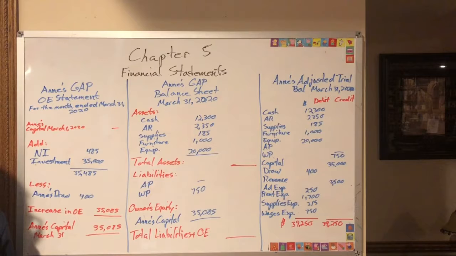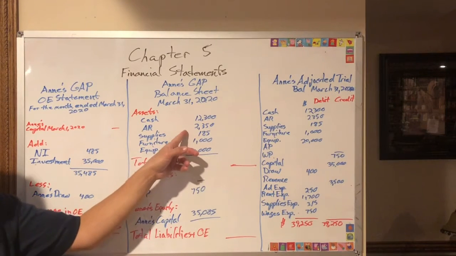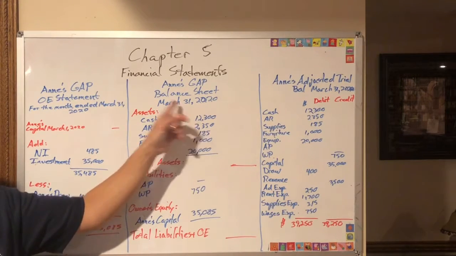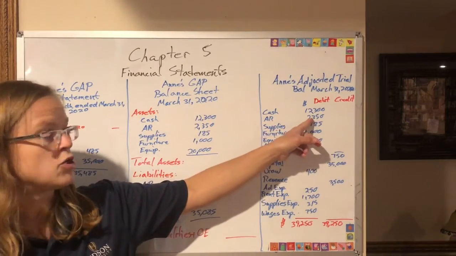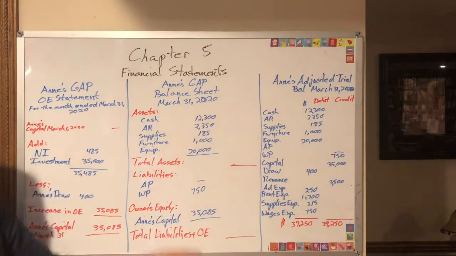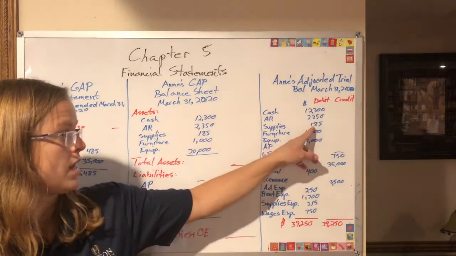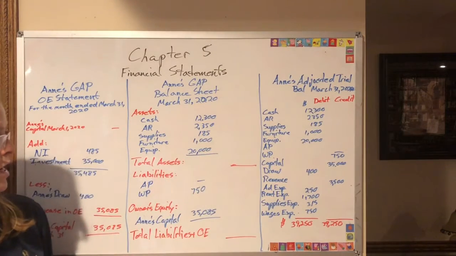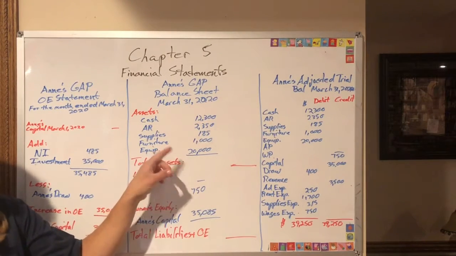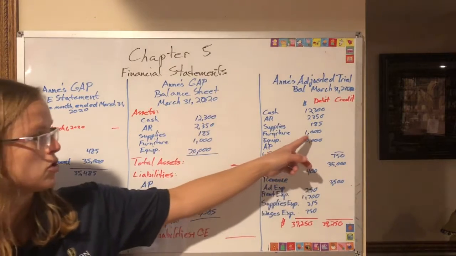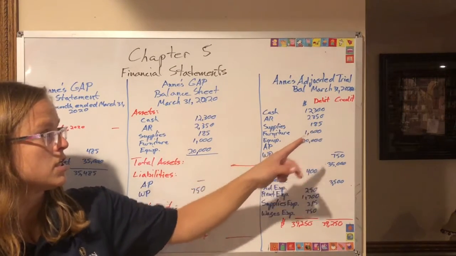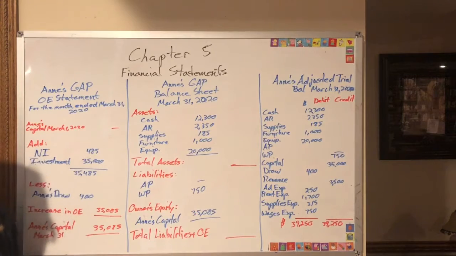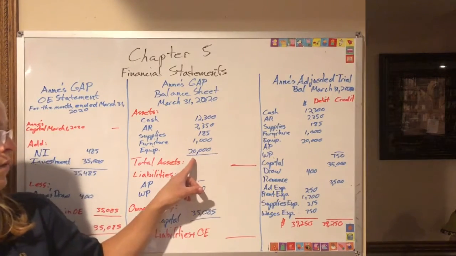Accounts receivable. What were our accounts receivable at as of March 31st? They're at $2,350. So we take that information and put it into the balance sheet. Supplies, we'll look over here, $185, and we put it over here. Furniture was $1,000 as of March 31st. We take that from the adjusted trial balance and put it there in the balance sheet. Equipment was $20,000, and we put it here.